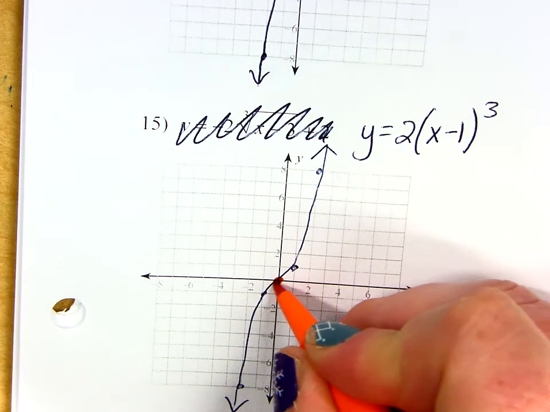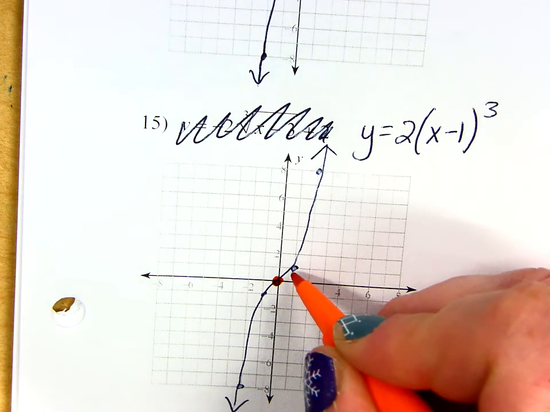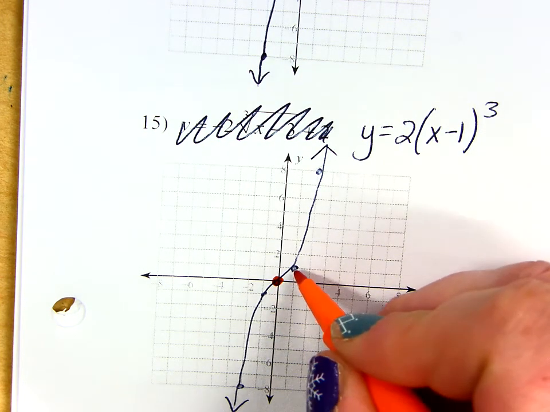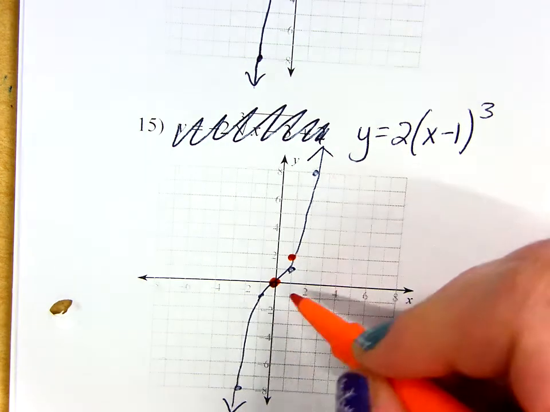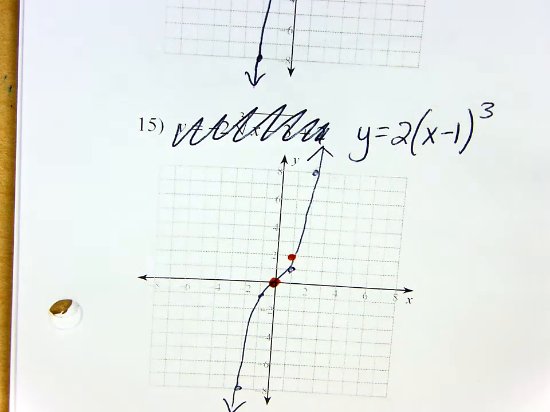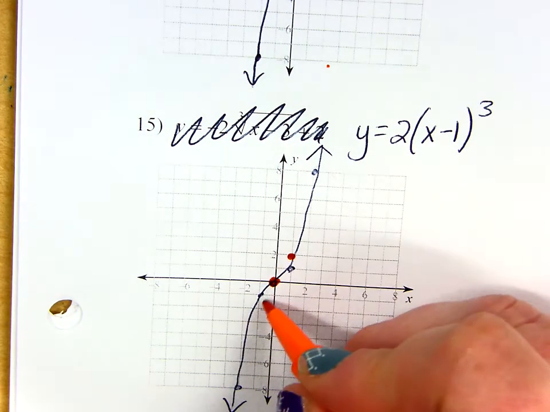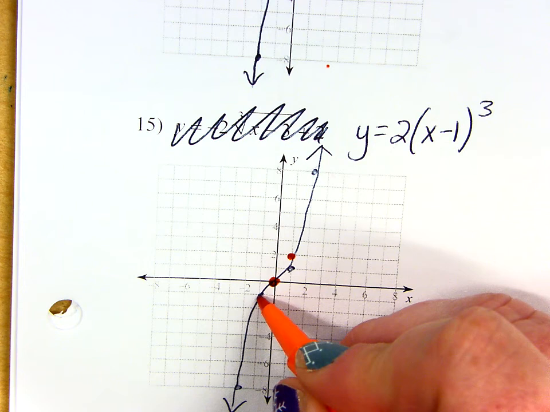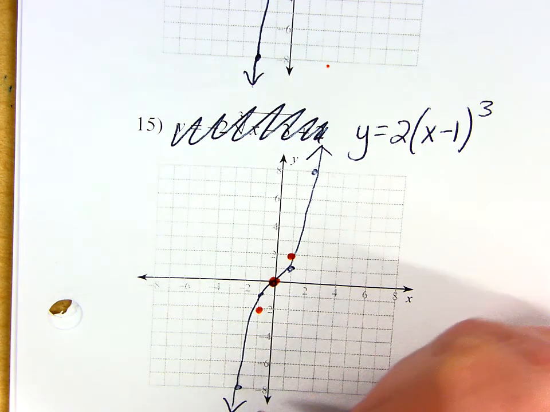So 0 times 2 is still 0. Instead of having (1, 1), it's now going to be at (1, 2). And instead of being (2, 8), now it's (2, 16). It's just so far off my graph, so I just know that it's way up there. And then the same thing happens in negative land. So instead of (-1, -1), now it's at (-1, -2). And then I would be at (-2, -16).